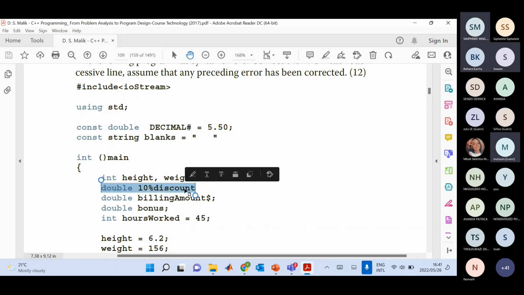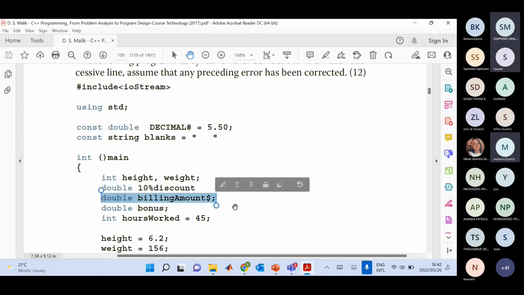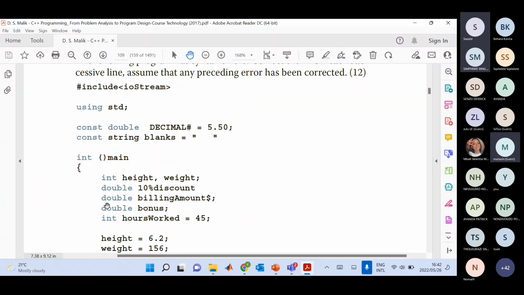Yes, semicolon. Your 10% is not supposed to be there and it must have a semicolon, right? What is the mistake in this one? No mistake. Dollar symbol, that's a special symbol. Okay, there are no problems with these two.